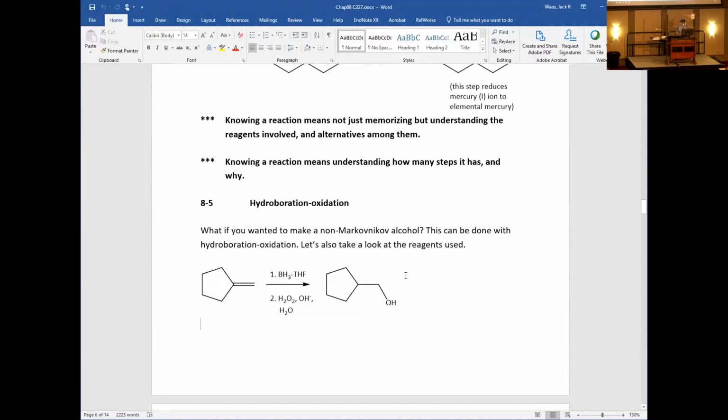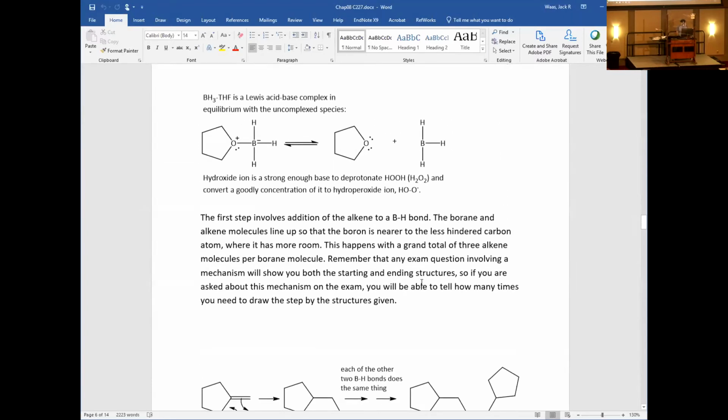Which you would use depends on which of those products you want. And it's very common that you would need one, and it's very common that you would need the other. It's good that we have these different ways of hydrating double bonds because it gives us options and flexibility. And it means that we could in principle make either one of those alcohols if we were going to take that on to another product.